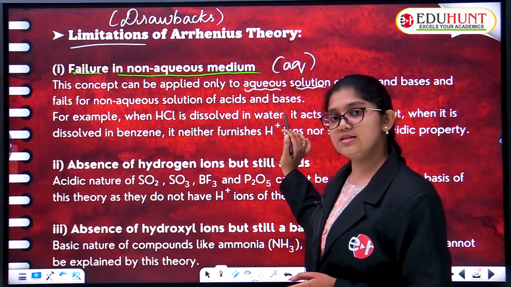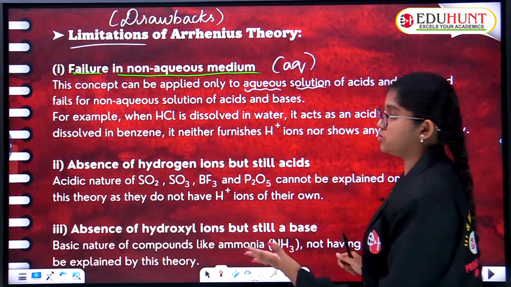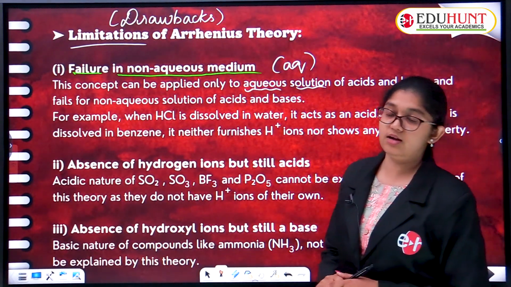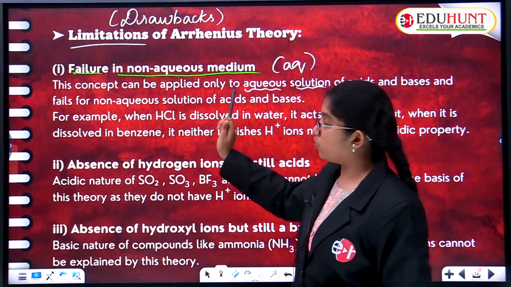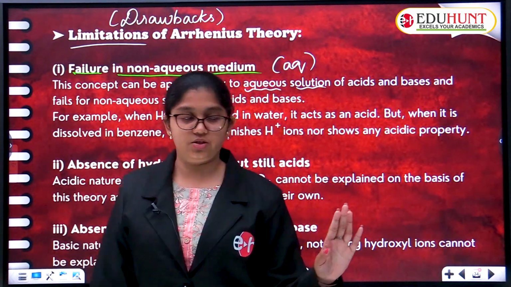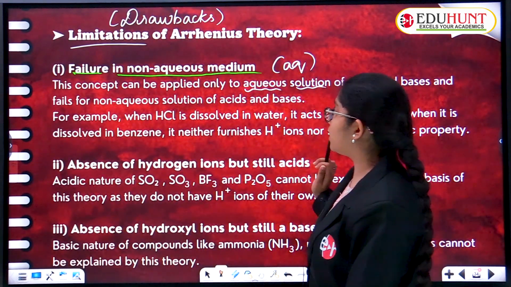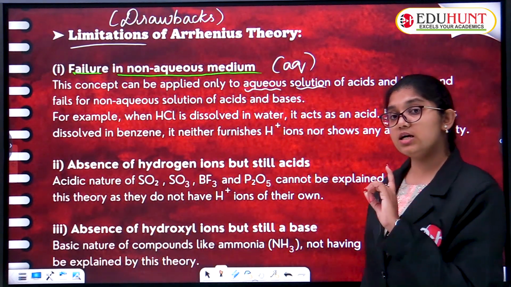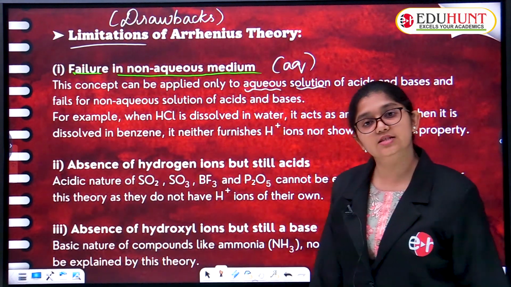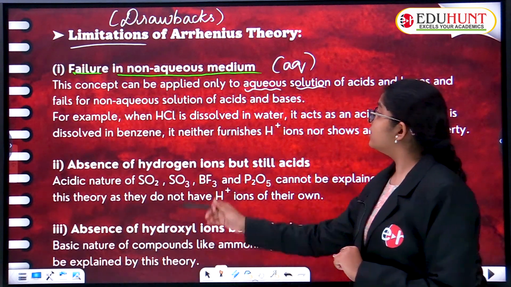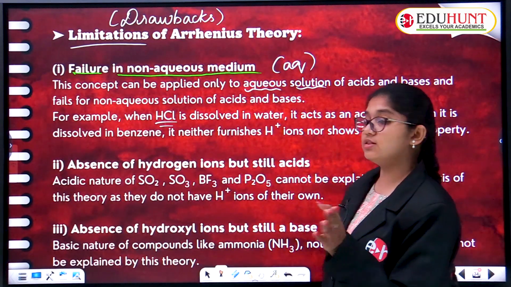There it is representing which solution? Aqueous solution. But there is no mention and no application of non-aqueous medium, which is telling us the failure in non-aqueous medium. This concept can be applied only to which solutions? Aqueous solutions of acids and bases, and it fails for non-aqueous solutions of acids and bases. So this is the first disadvantage, drawback or limitation we can see regarding Arrhenius theory. Okay, so for example, let's take HCl.